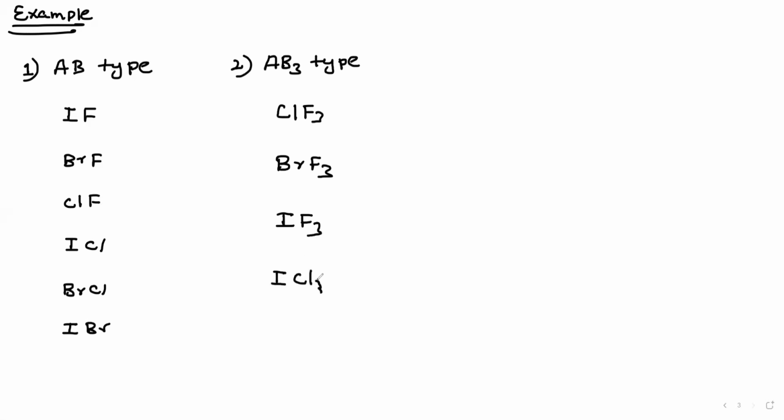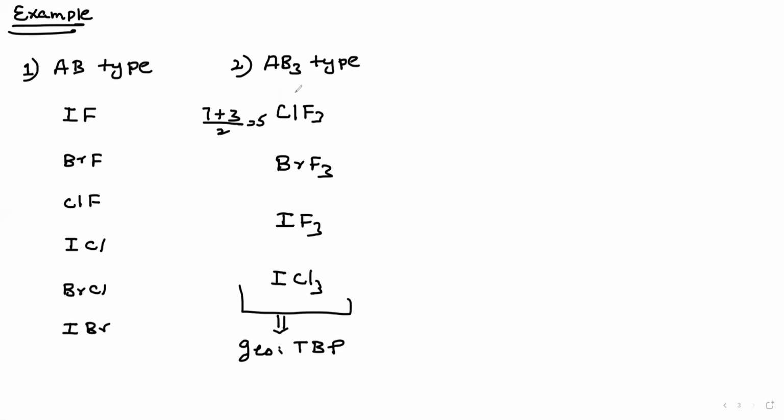Now see, for this AB3 type halogen, what is the geometry? This is asked in exams already. We know chlorine has 7, right? 7, plus surrounding atoms 3, that is 10, divided by 2, the answer is 5. What is the geometry? Trigonal bipyramidal, TBP.